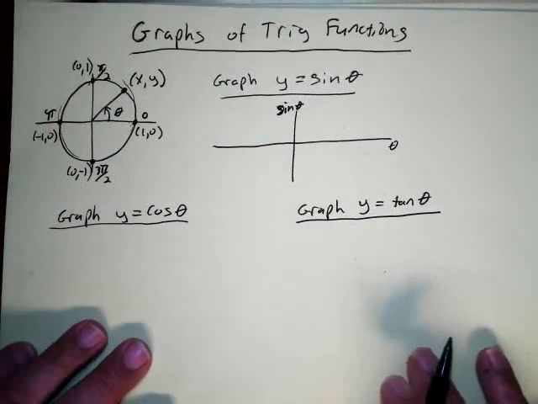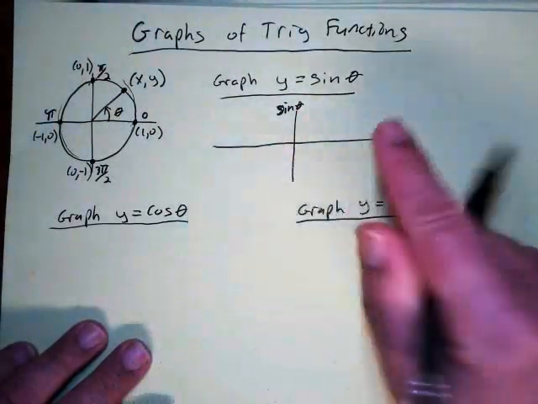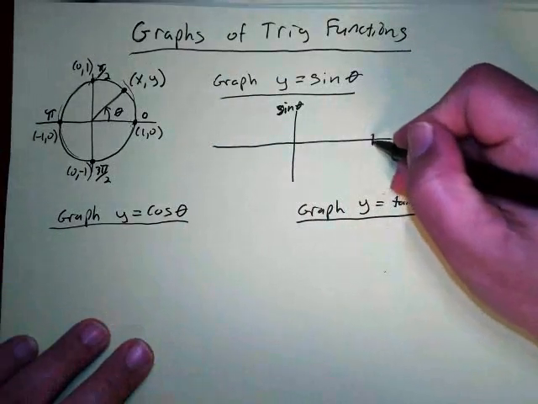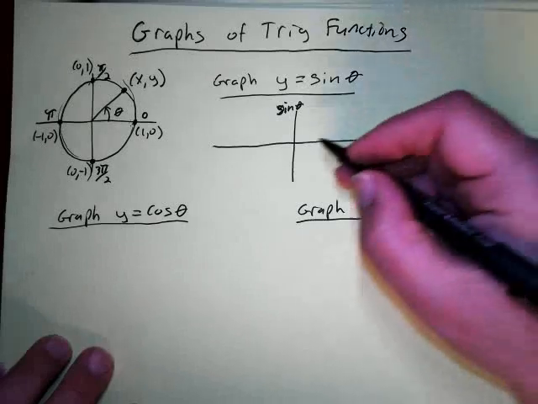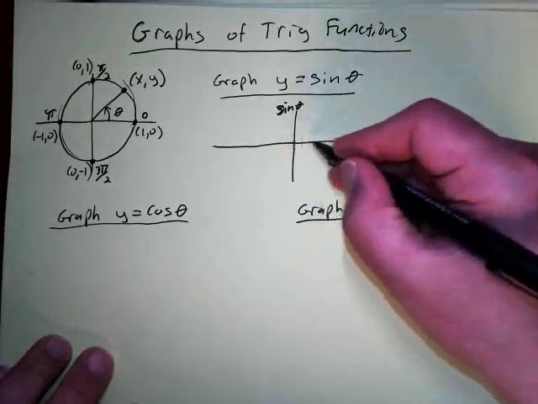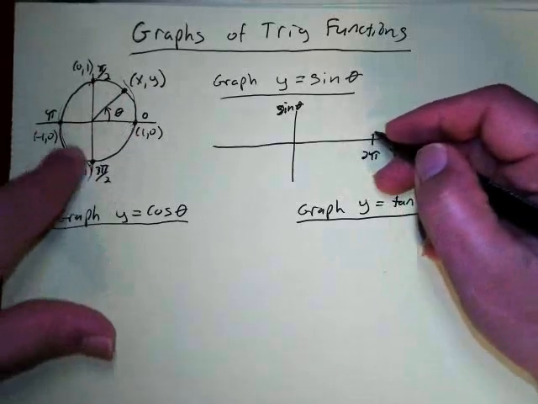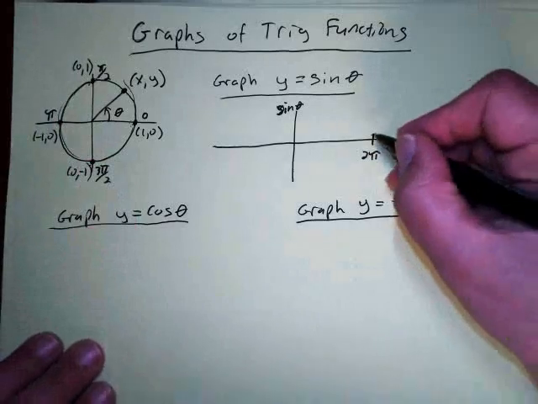When you graph these, you're going to put the quadrant angles here. Here's the way I do it. I'm going to put a whole period here. The period here is 2 pi, and a period is every time the graph repeats itself.